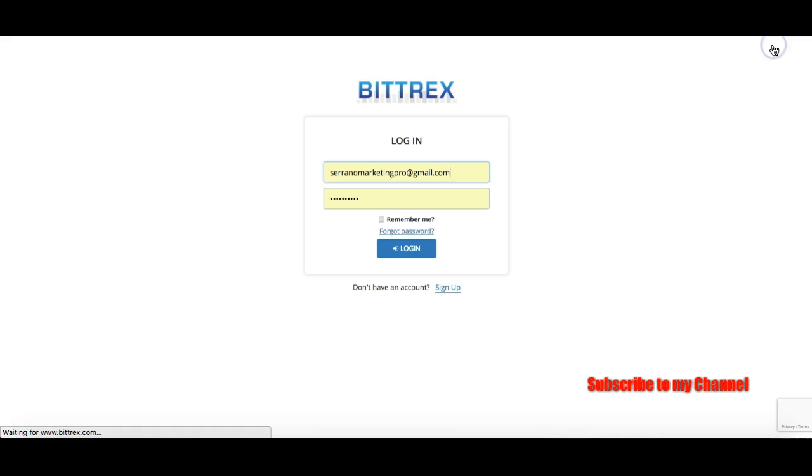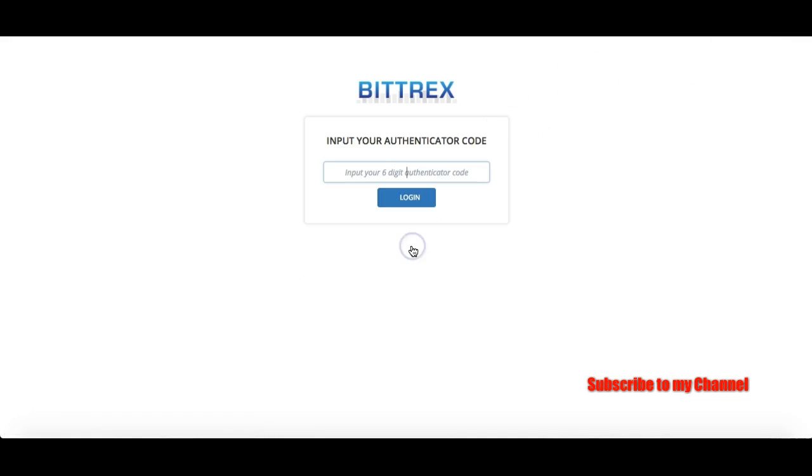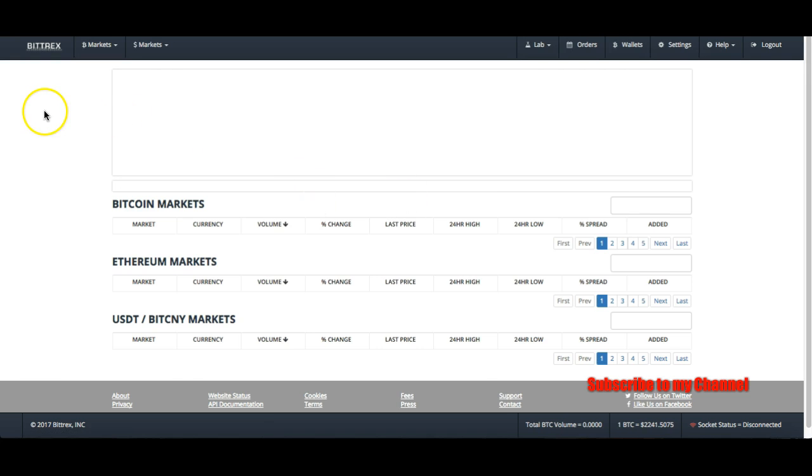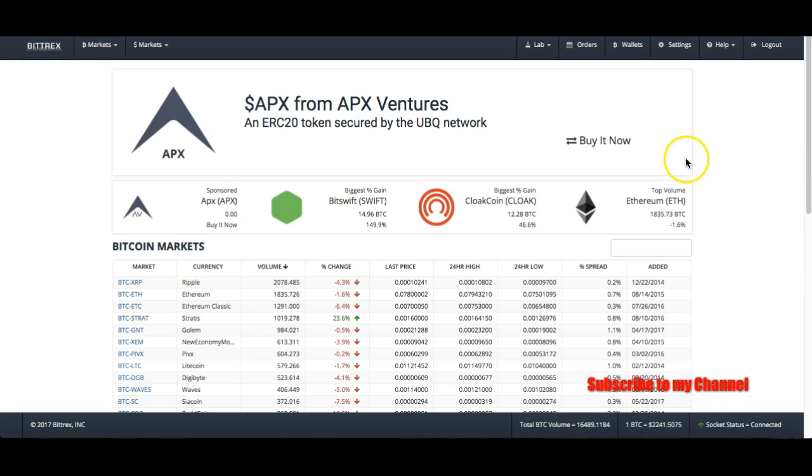We're gonna log in. Again, our 6-digit authenticator code. I'm gonna let mine load up real quick. This code changes every 15 seconds. Every 15 seconds the code changes, so you're always gonna want to refresh that real quick.